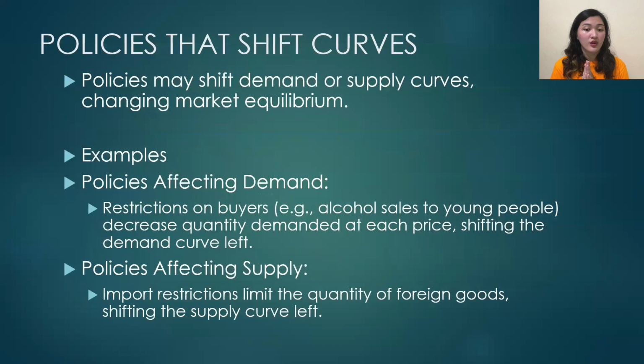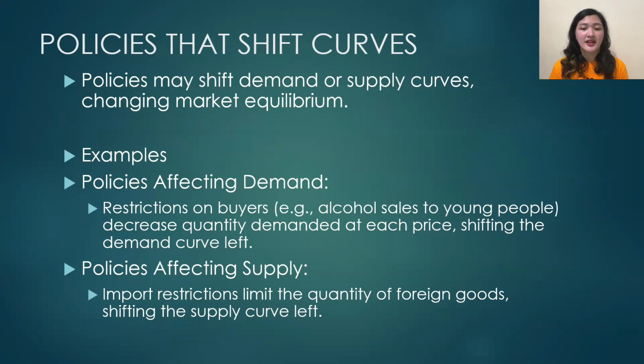Let's now look at how government policies can cause demand or supply curves to shift in the market. First, government can directly influence demand by restricting who can purchase certain goods. For instance, many governments have laws that forbid selling alcohol to young people. This restriction reduces the quantity demanded at each price as younger consumers are no longer part of the market.